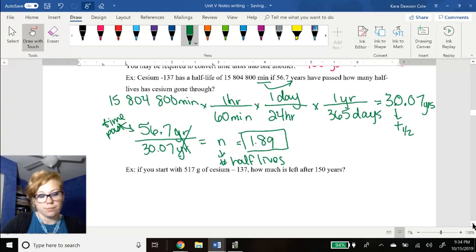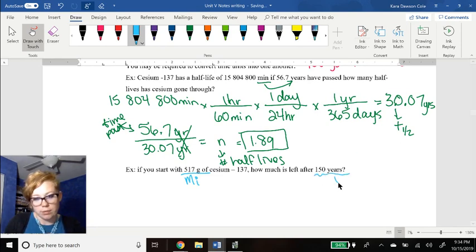So the next one. If I start with 517 grams of cesium, so this would be my initial mass. So this is mass initial. How much is left after 150 years? So the 150 years is my time passed. So this is just T. And I have the half-life over here, right? So my T1/2 is right here. So this is my half-life.